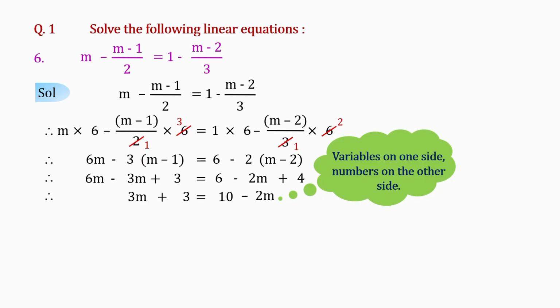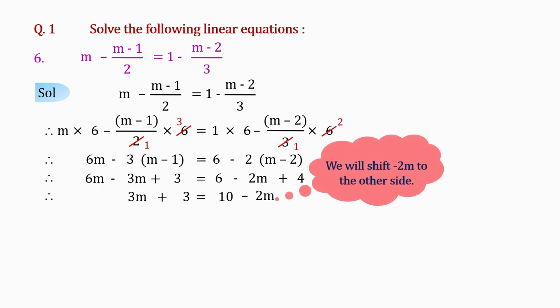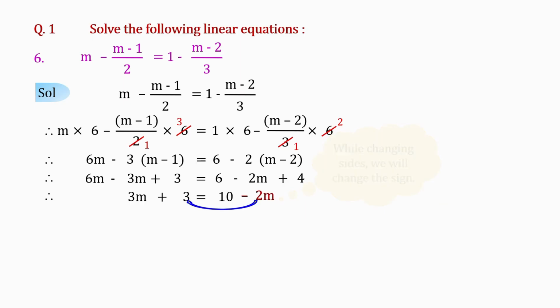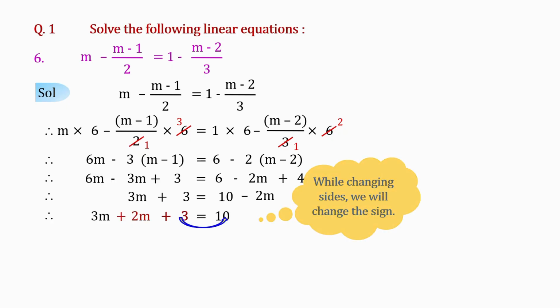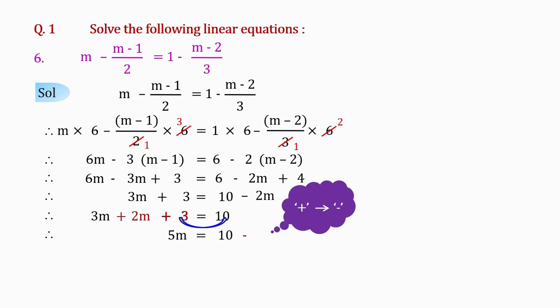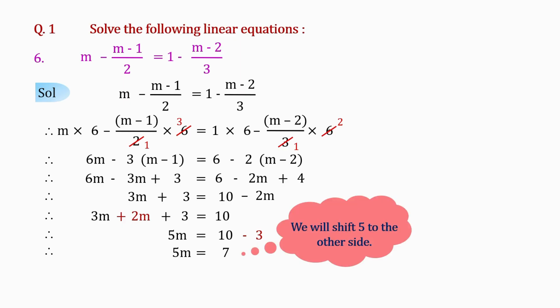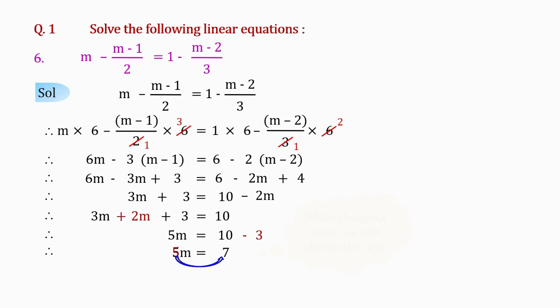Now variables on one side and numbers on the other side. So we are going to shift −2m to the other side, and it will change the sign. Now we will shift 3 to the other side, and it will change the sign. So 5m = 10 − 3, that is 7. So now we will shift 5 to the other side. So now it becomes m = 7/5.